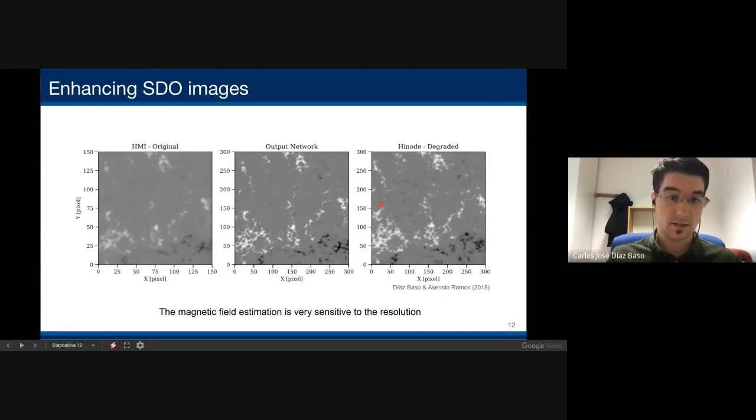And as you can see, this is a particular example where we take a magnetogram in HMI. Here in the middle panel, we see the output of the network, and we were comparing this example with the same field of view in Hinode to compare how sensitive the magnetic field is to the resolution, how spread the magnetic flux is in this first image, and how important it is to have these tools.